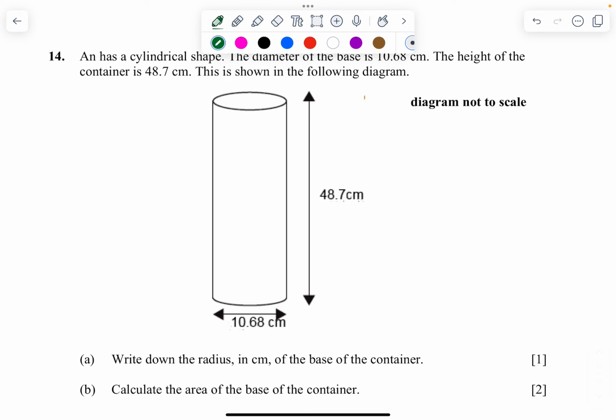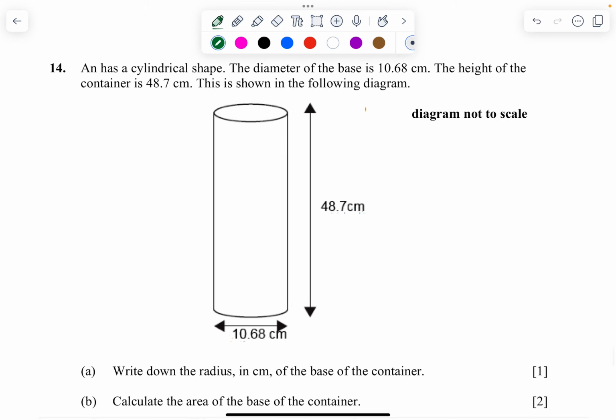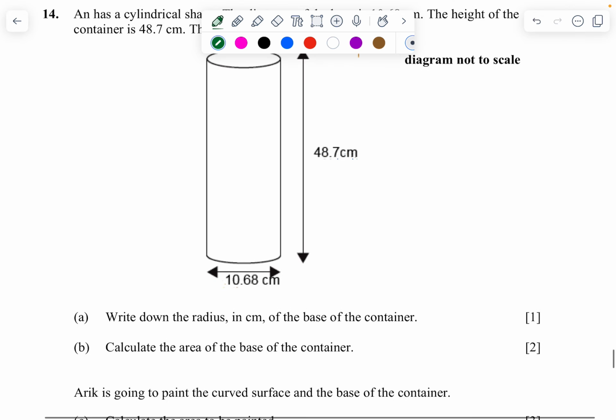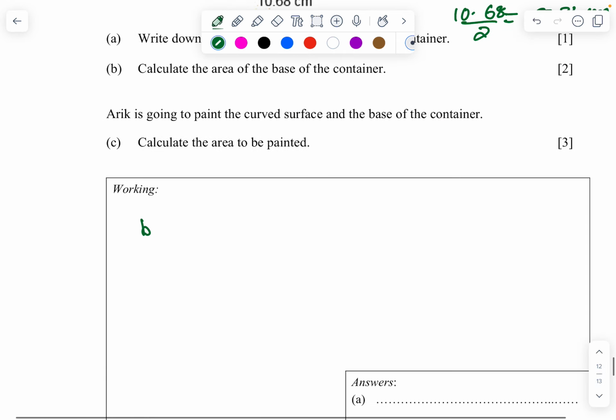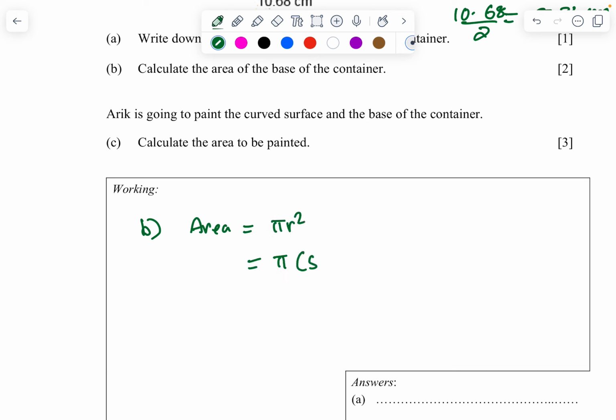Question number 14. A cylindrical container has a cylindrical shape. The diameter of the base is 10.68. The height of the container is 48.7. Write down the radius in centimeters of the base of the container. For the radius, just divide by 2. 10.68 divided by 2 is 5.34 centimeters. Find the area of the base. The base is a circle, so it is pi r square. Pi times 5.34 whole square is going to be 89.6 centimeters square.